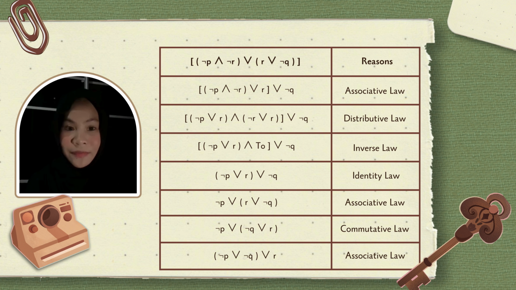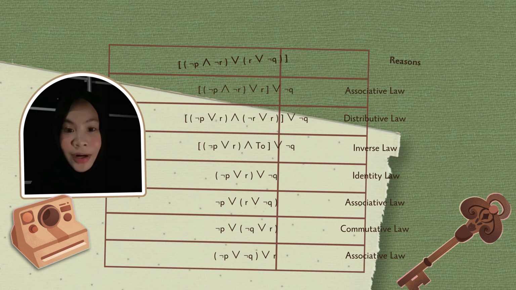Next, we simplify that to negate P or R, negate Q or R using commutative law. And the last one is using associative law, and we will get the answer negate P or negate Q or R. This shows that negate P and negate R or negate Q is logically equivalent to negate P or negate Q or R.